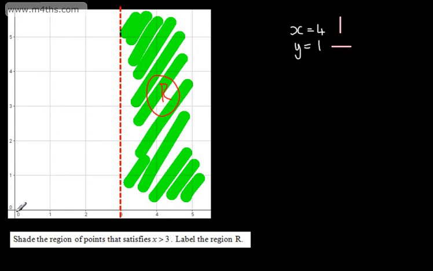What I always do if I'm unsure is test the origin. If I test the origin here to see which side I need to shade, well, this is 0, 0. X is 0 here and y is 0 here. So if we want the numbers now that are going to be greater than 3, clearly 0 is not greater than 3, so we don't shade to the left of the line. I think that's blindingly obvious in this particular case, but the examples we look at later might be slightly more challenging.